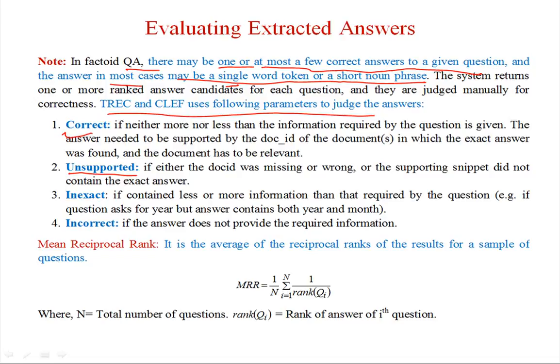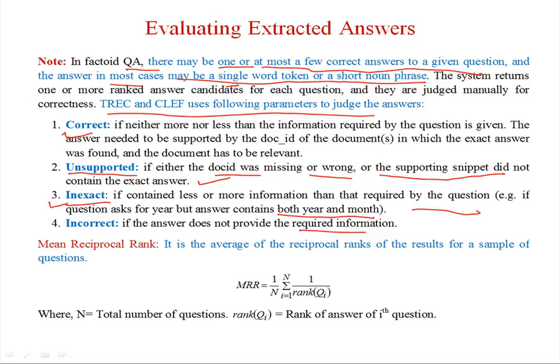If either the doc ID was missing or wrong, or the supportive snippets do not contain the exact answer, then such machine generated answers are marked as unsupported. Third is inexact, if the answer contains less or more information than that required by the question. For example, if the question asks for a year but the answer contains both year and month, then this measurement technique marks such answers as inexact. Fourth is incorrect, if the answer does not provide the required information.